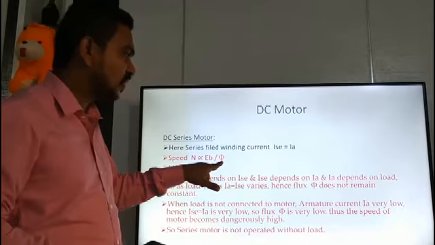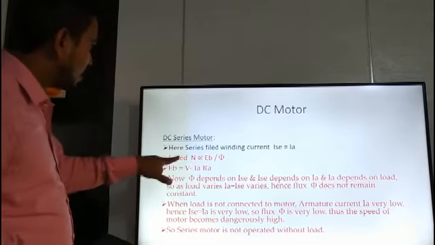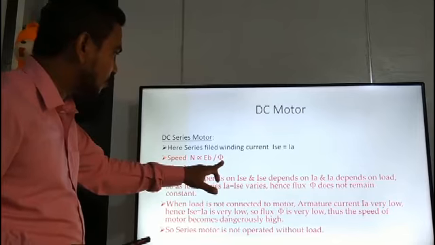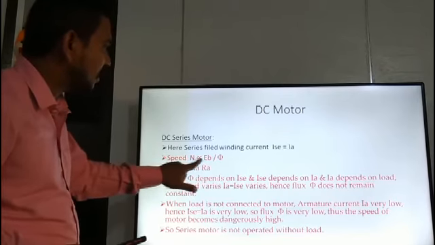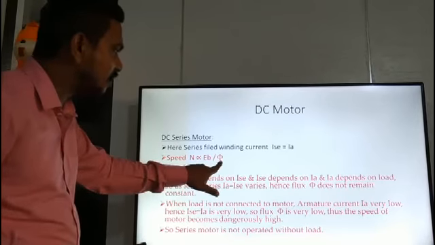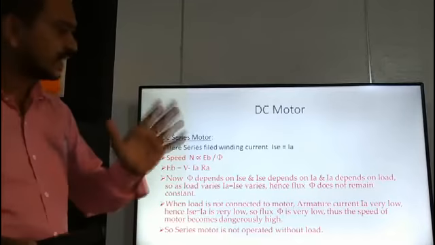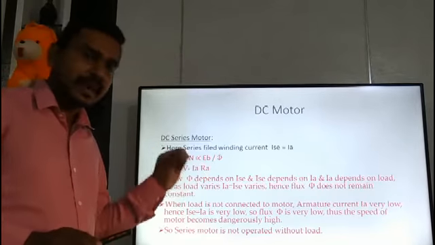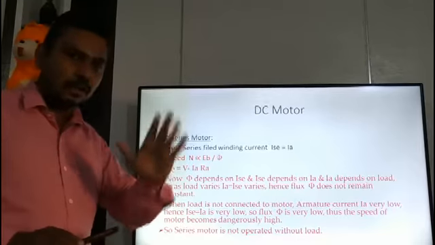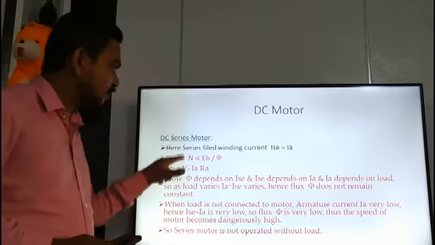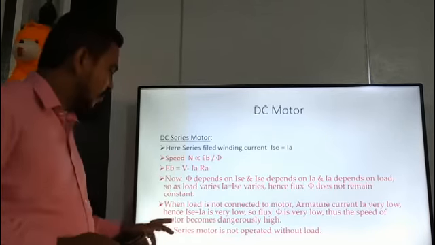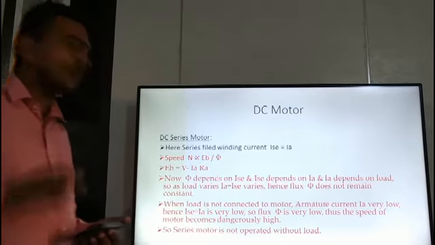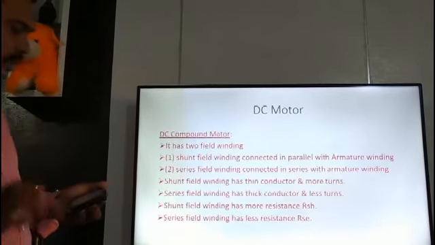Likewise, here the flux phi becomes very low. So according to this equation, EB is constant, phi is low, that means the speed becomes dangerously high. So when we are operating a DC series motor without load, at that time the speed becomes dangerously high. So we can say that a DC series motor is never operated without any load.